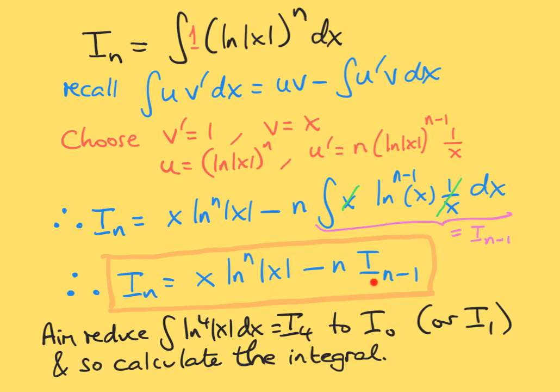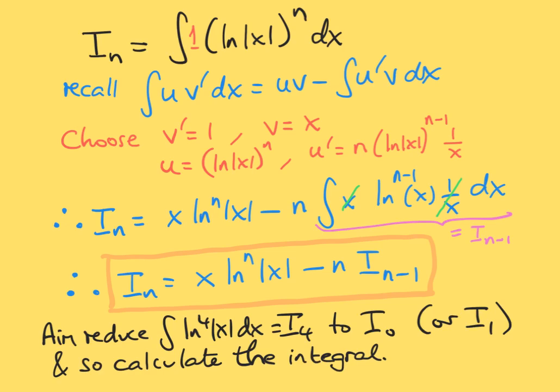So now we have an equation that we can use repeatedly. If we have I4, our aim is to keep using this equation to reduce it. So we're going to go from I4 to I3. Now we can't integrate I3, so we use it again to get I2. Use it again to get I1.